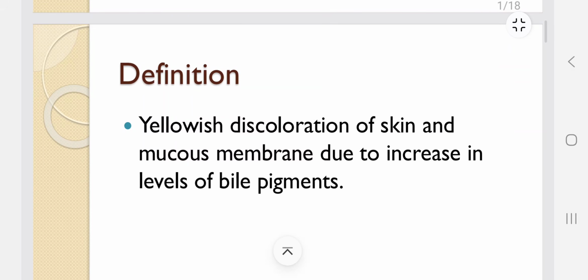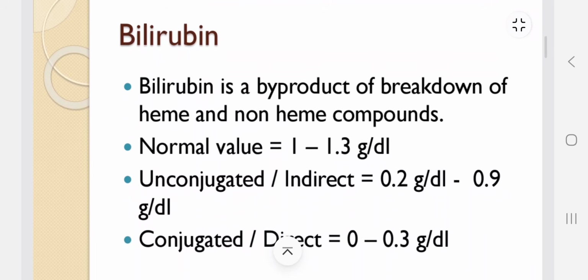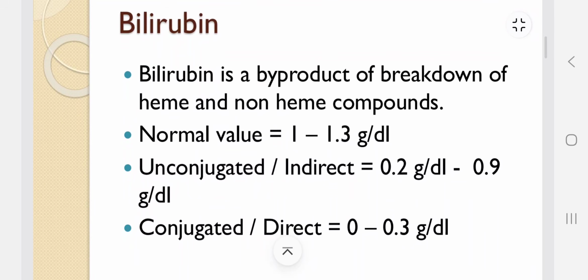First of all, the definition of jaundice. Jaundice is defined as yellowish discoloration of skin and mucous membrane due to increase in the level of bile pigments or bile salts. First of all, now we will understand what are the basic components in jaundice so that you can understand it properly.